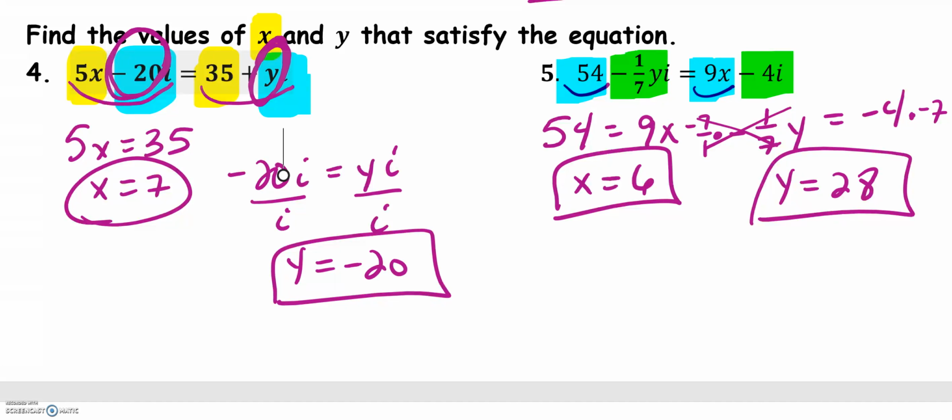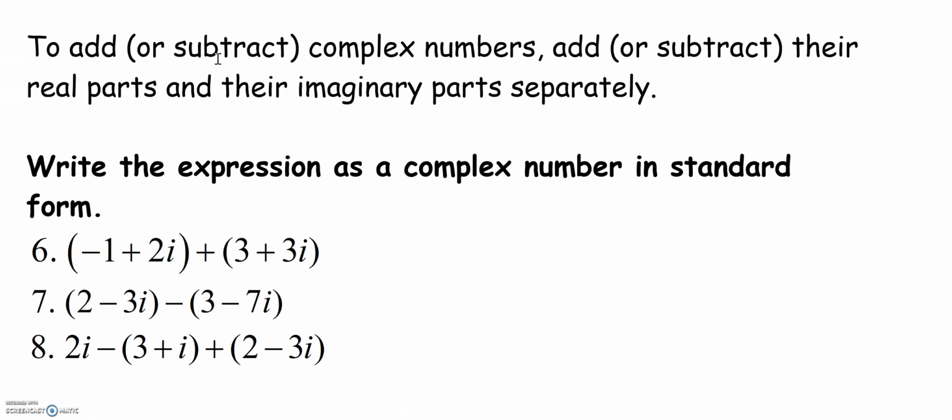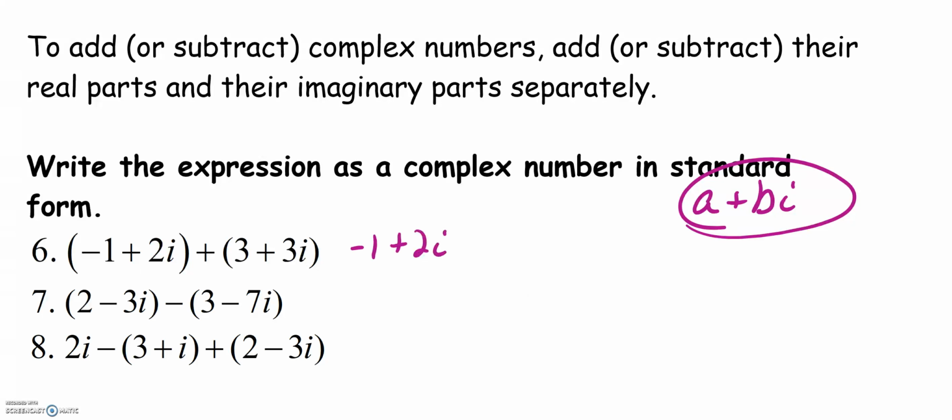All right, moving on. To add or subtract complex numbers, you add their real parts and add their imaginary parts separately. Now on these, when we're writing the expression as a complex number, standard form is a plus bi. So the real number first, the imaginary is second. On these, they always put them in parentheses, so students think, oh, we have to multiply them. No, this is just the way that the book lists them. They always put the real and imaginary numbers in parentheses, but we can get rid of them. So it's technically just negative 1 plus 2i plus 3 plus 3i. We don't need those parentheses.